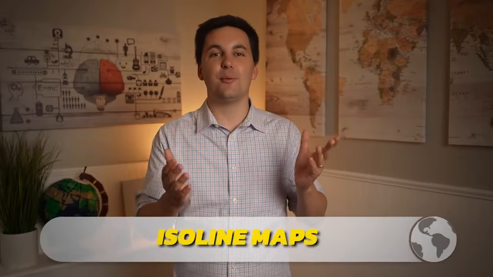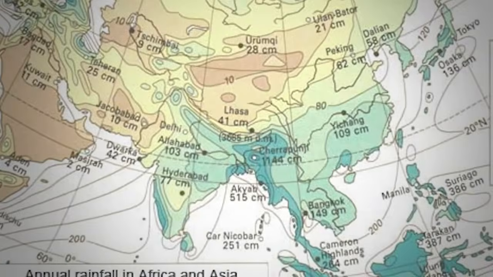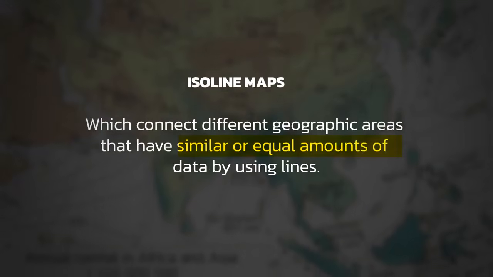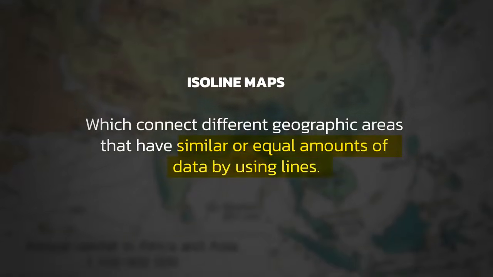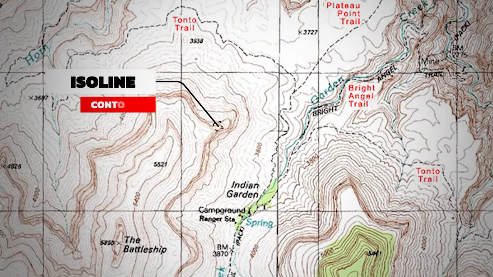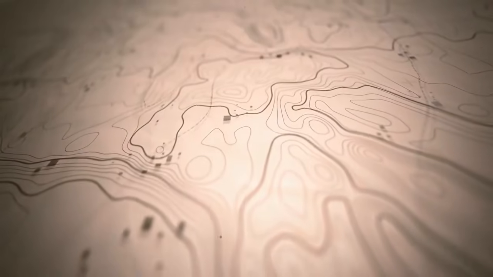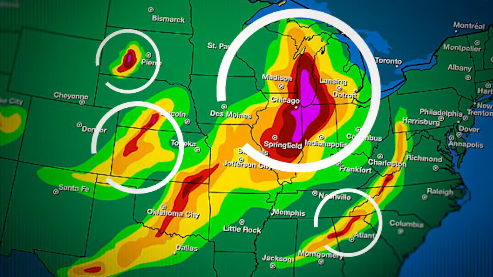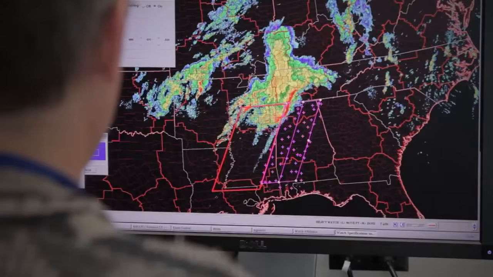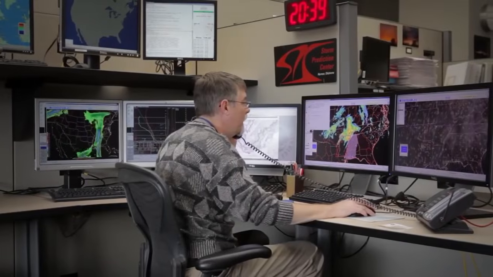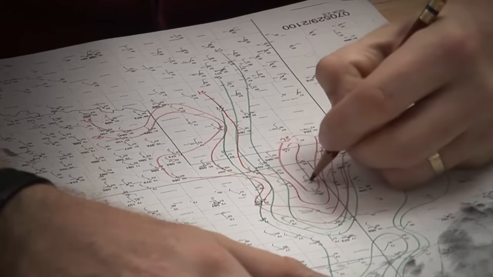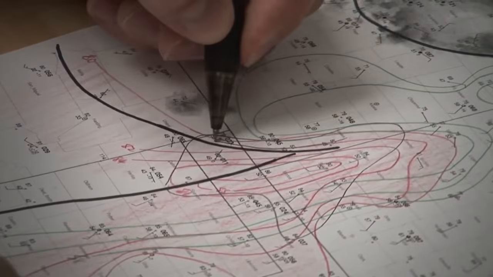Next, we have isoline maps, which connect different geographic areas that have similar or equal amounts of data by using lines. The lines on the map are called isolines or contours. Each isoline represents a constant value or level of the mapped variable. For instance, weather maps show areas with similar temperature. It is essential that readers pay close attention to the legend when looking at any of these maps, and that cartographers think about the map's readability and clarity when creating the map.